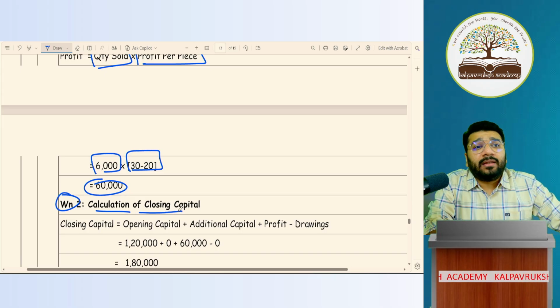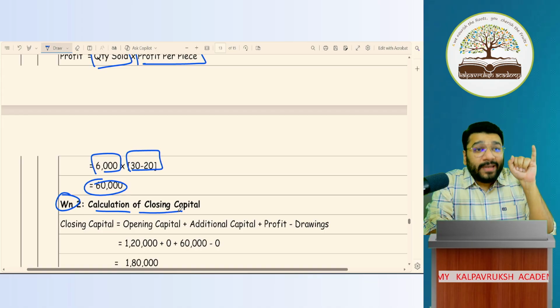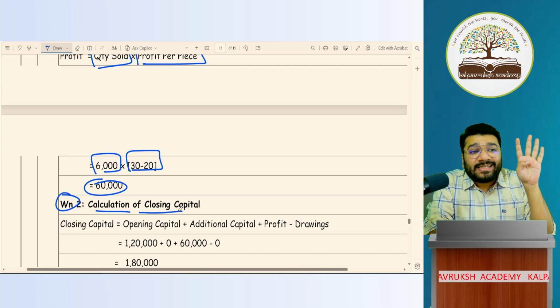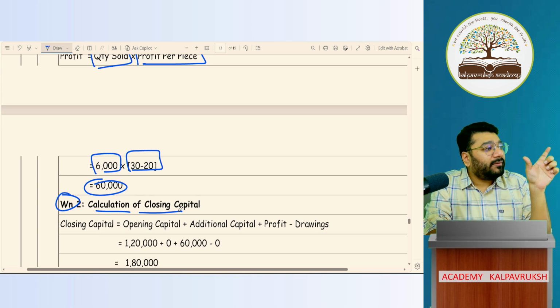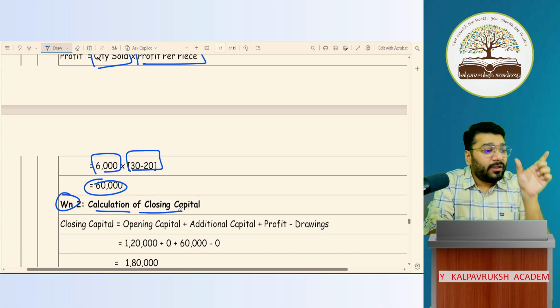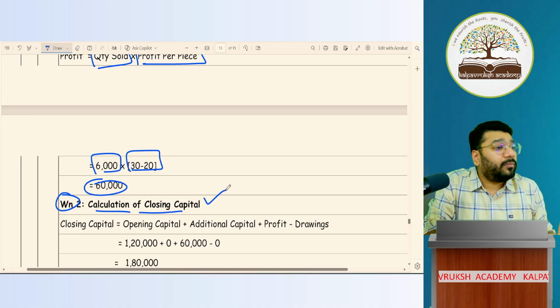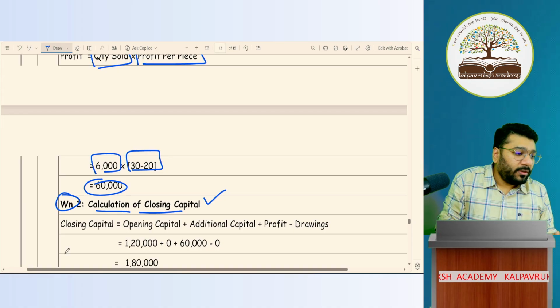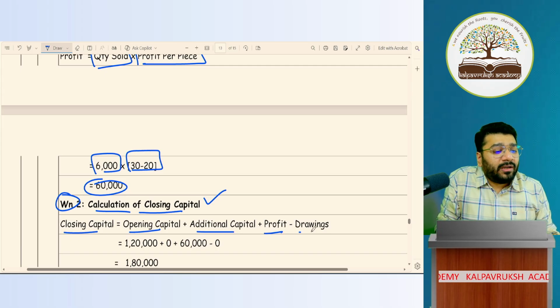Working note 2, what did I calculate? Calculation of closing capital. How do we calculate closing capital? With opening capital, we add additional capital, add profit, minus drawings. I'll get closing capital. Now you understood in the beginning why I took that revision, because I wanted to put that equation in your mind so that whenever we calculate closing capital, you should be able to calculate without any difficulty. Yes or no? So closing capital is opening capital plus additional capital plus profit minus drawings.